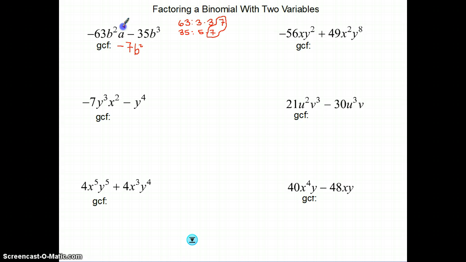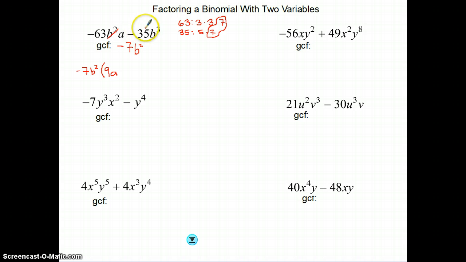I have 1 a in the first term and none in the second term. So I am not able to take out any a's. They do not have any in common. So this negative 7 b to the second power goes on the outside of my parentheses. And on the inside, I write what I have left. Taking a negative 7 out of my negative 63, I have a positive 9. I took out my b squared, so that's gone, and now I only have an a.